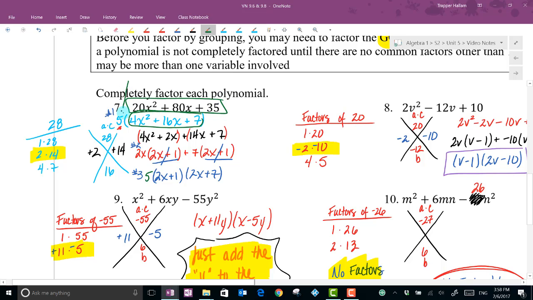Now, if you forget to take the 5, you may not find that it's factorable, or it gets real weird. So that's a good clue to go backwards. If you're noticing that this isn't working as smoothly as it should, go back and check for a GCF at the start. That's always something that we forget to do.